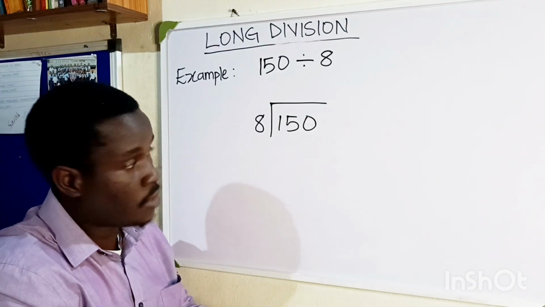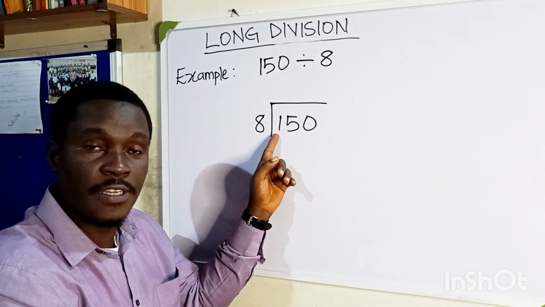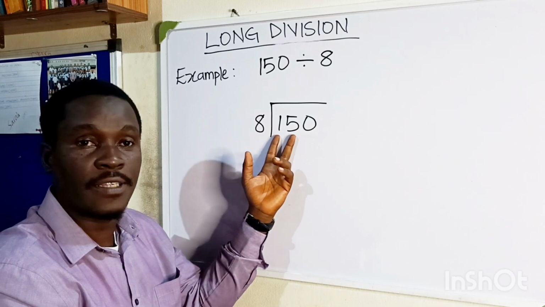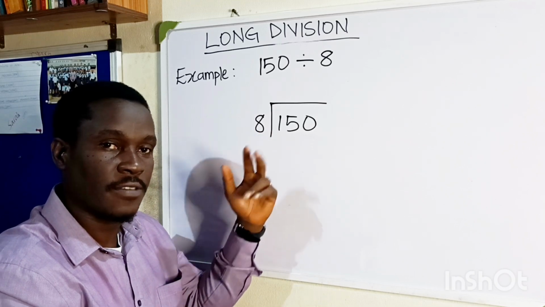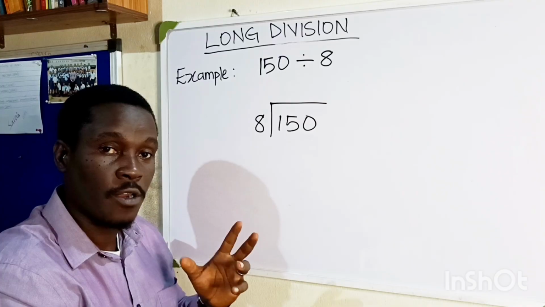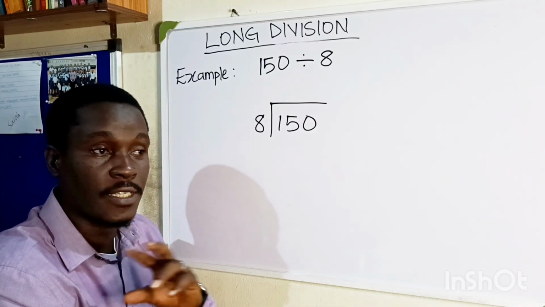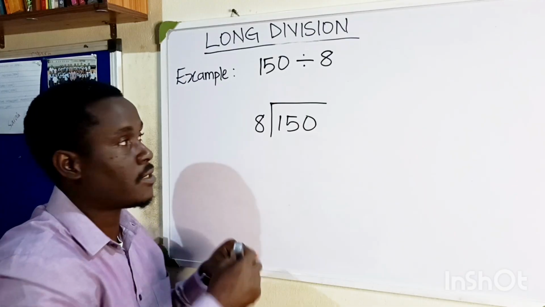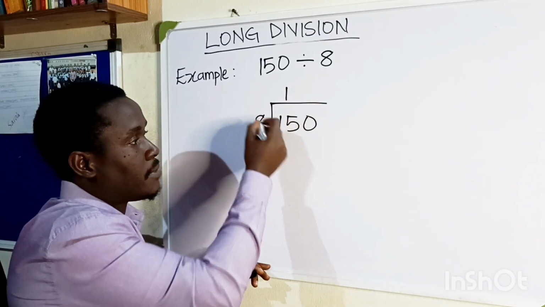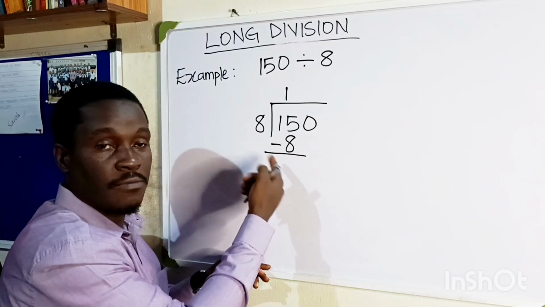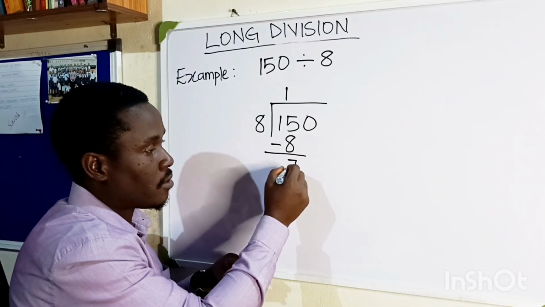Okay. So first we check out the first digit. 1 divided by 8 is not possible. So we combine the first two digits. 15 divided by 8. That's going to give you 1 because 8 times 1 is 8. 8 multiplied by 2 is 16. 16 is more than 15. So 1 times 8, 8. Now we subtract. 15 minus 8 is equal to 7.